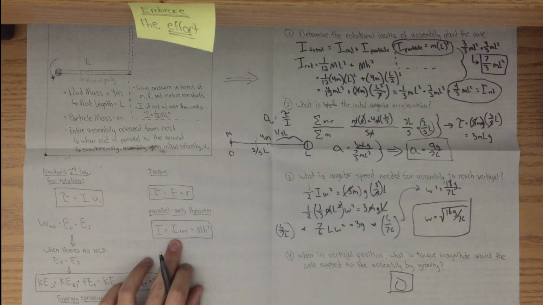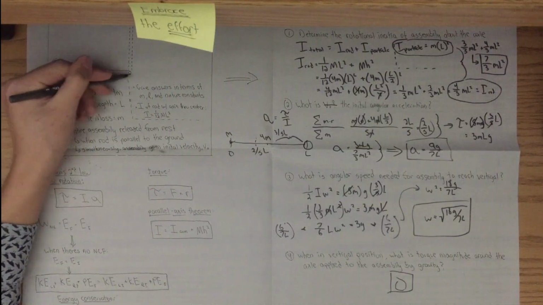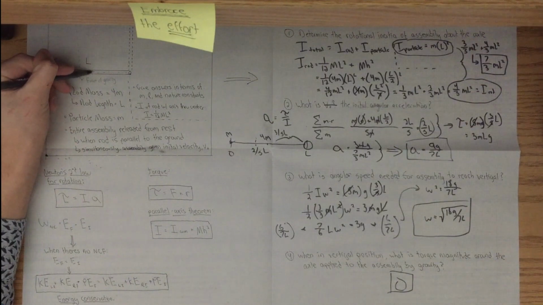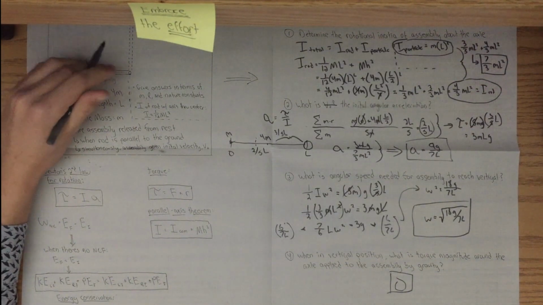That would be a much simpler problem, but that's not the case. We actually have our rotational axis some amount removed from the rod's center of mass. We're not going to worry about the particle for the moment. We're worrying about the rod.